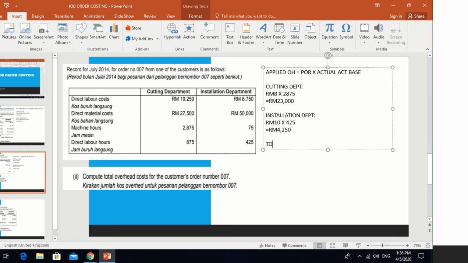Now kita cari total overhead cost for both department. 23,000 cutting department plus 4250 for installation department. So we will get RM27,250. All right, so this is the answer for question number 2 tadi. Total overhead cost, kita kena tambahkan kedua-dua applied overhead untuk cutting and installation. So barulah kita boleh dapat total overhead cost untuk both department.